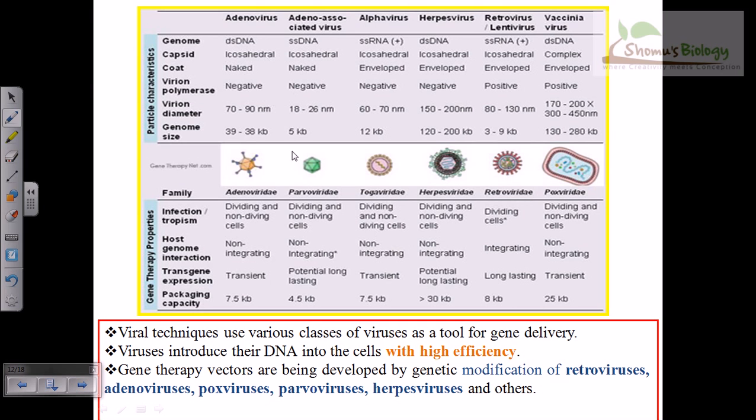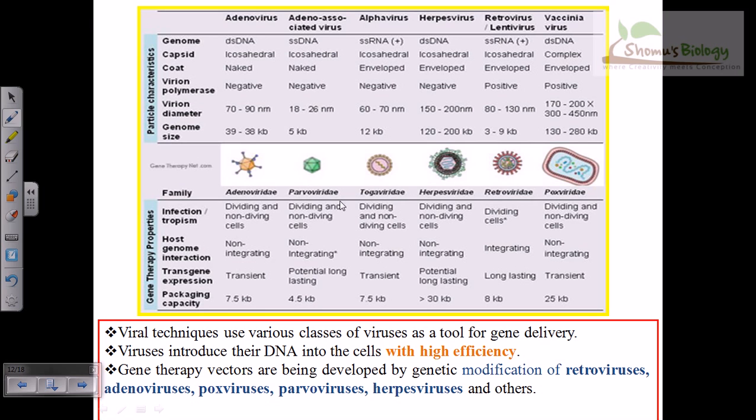Now here are some of the viruses and their importance to cure different diseases. So you can find adenovirus, adeno-associated virus, herpes virus, retrovirus, and so on. So depending upon the type of tissue we are targeting, depending upon the target gene sequence we are going to insert into the target cell, we will choose a type of virus.